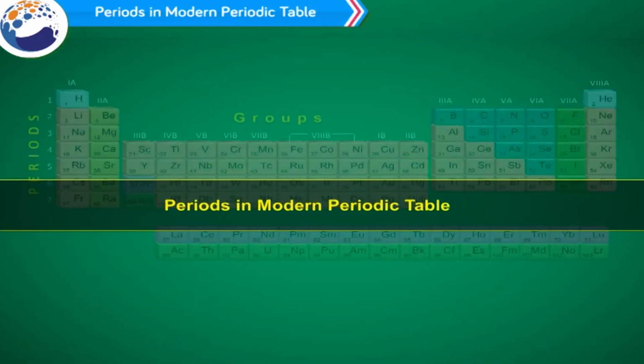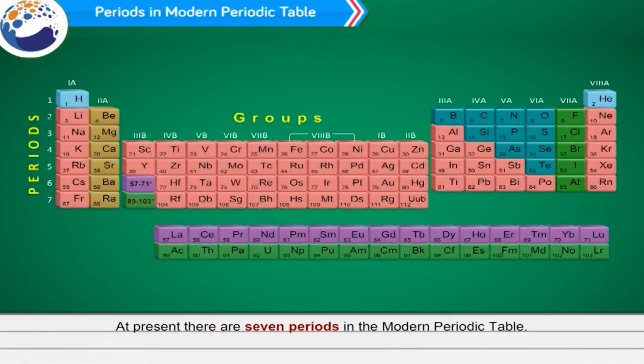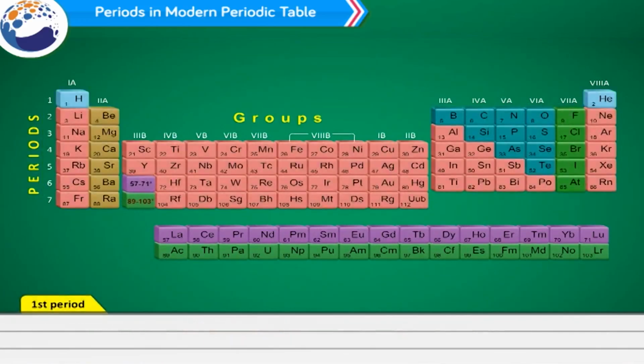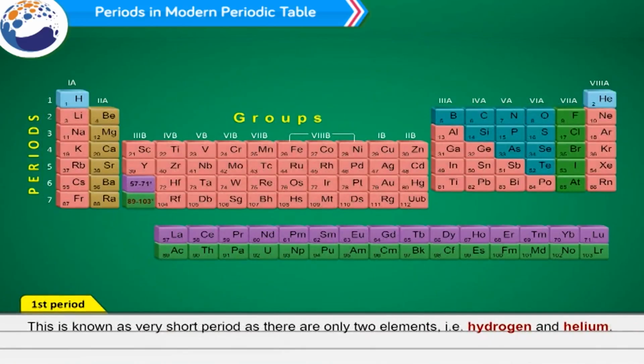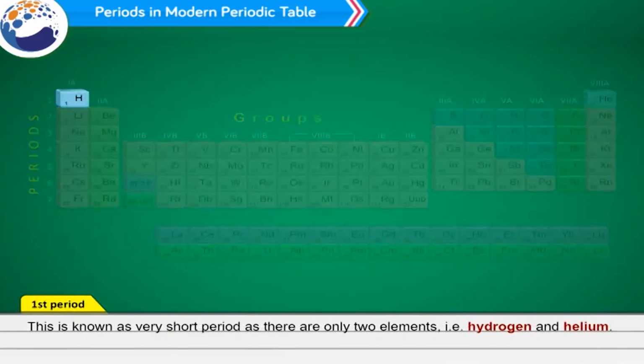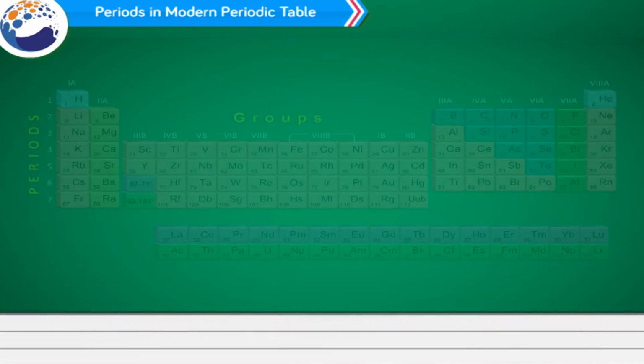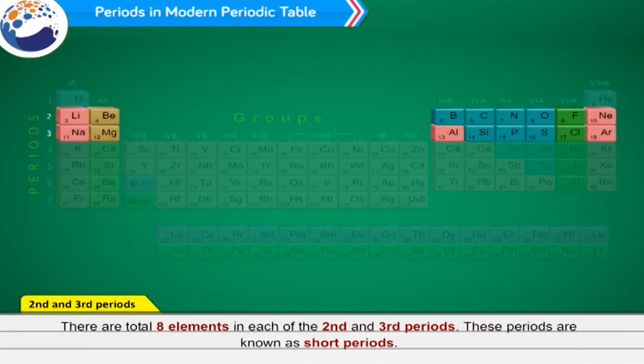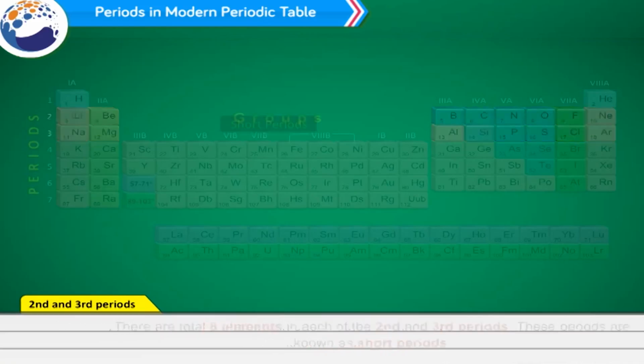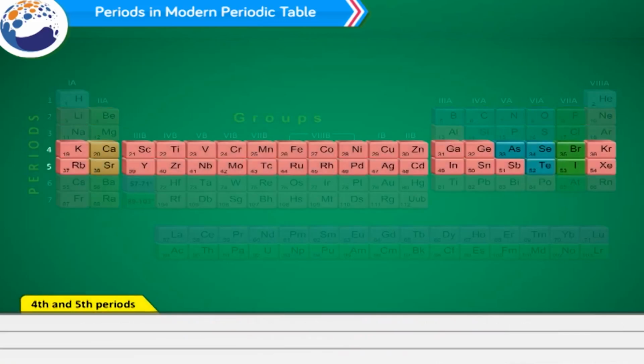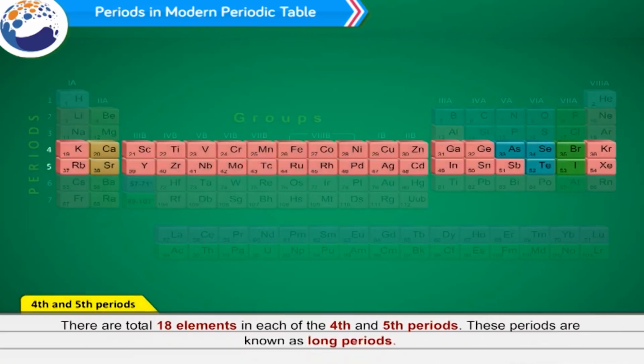Periods in the modern periodic table. At present, there are 7 periods in the modern periodic table. First period. This is known as the very short period as there are only 2 elements, hydrogen and helium. Second and third period. There are a total of 8 elements in each of the second and third periods. These periods are known as short periods. Fourth and fifth period. There are a total of 18 elements in each of the fourth and fifth periods. These periods are known as long periods.